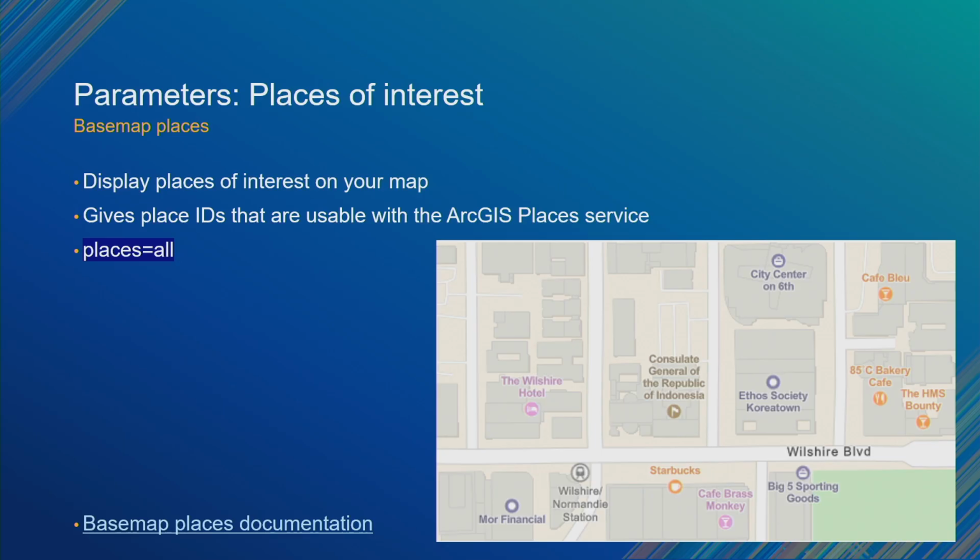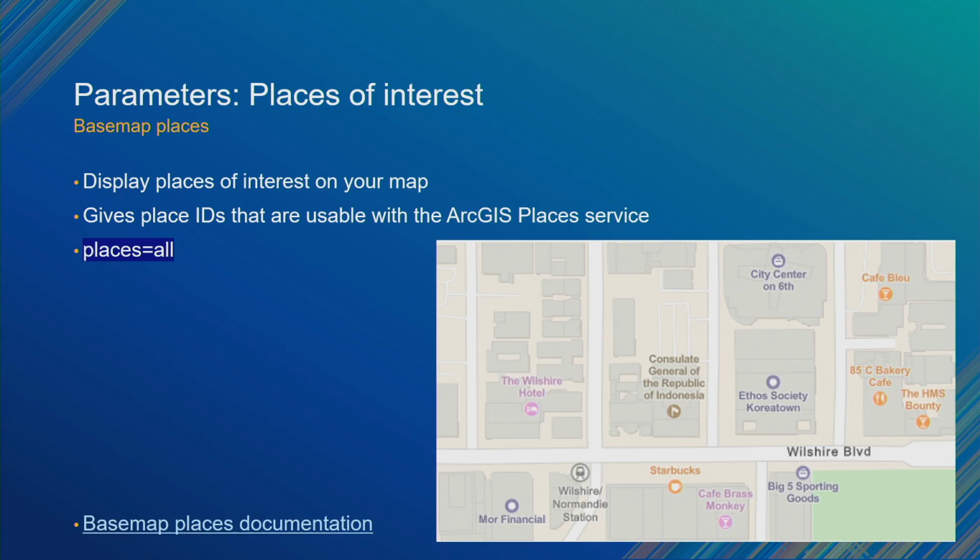This allows you to display places on your base map. This includes any kind of POIs, from restaurants to public parks. I just included a screenshot of Koreatown in LA. You can see it showing the Consulate General for Indonesia, hotels, retail stores, and restaurants, of course. And this data is all sourced from the ArcGIS Places service.